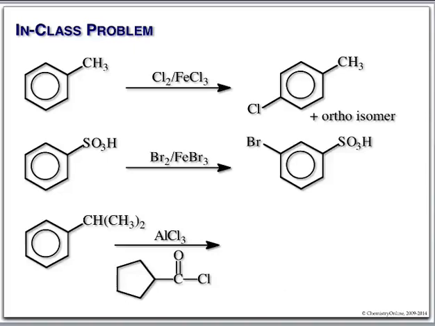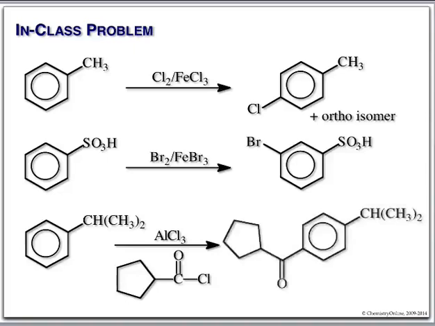Because it's activating, we will direct substitution ortho or para. Go ahead and draw the para isomer for this reaction. Make sure you can draw the product. All simple alkyl groups are going to be ortho-para directing. Our carbonyl is therefore going to be bonded to the para position, and that should be the product.